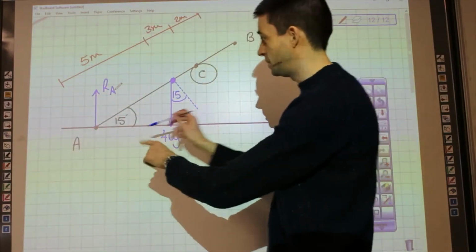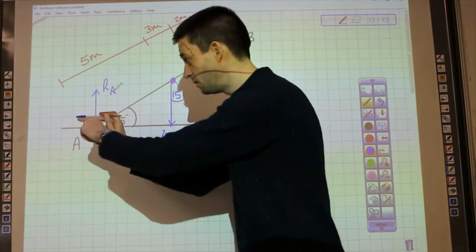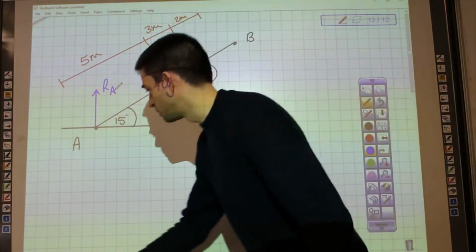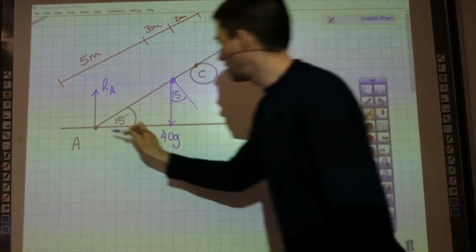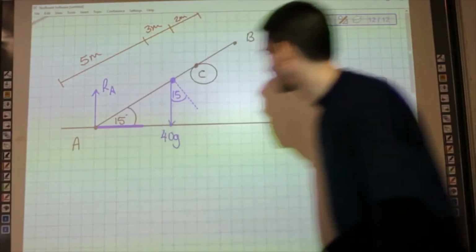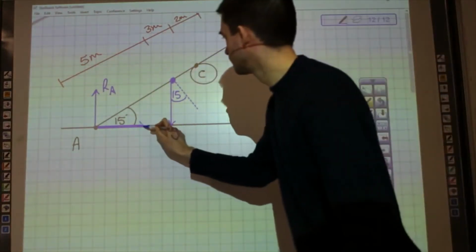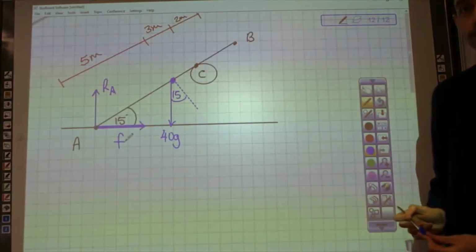So if it slipped, that means that A, the end of the rod, is going to go that way. So if it's moving that way, friction must be going the other way. So I'm going to get a slightly fatter pen so it shows up over the black one. And label my friction force there.